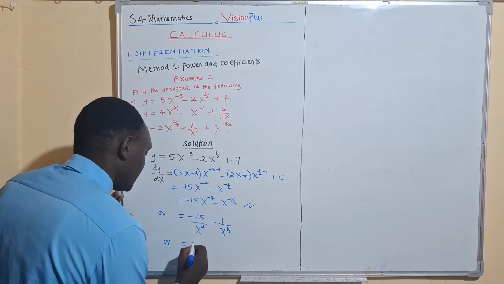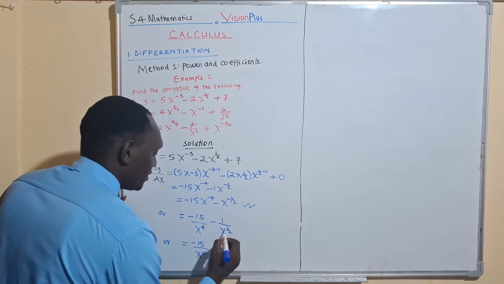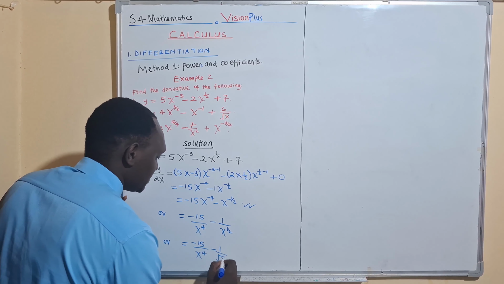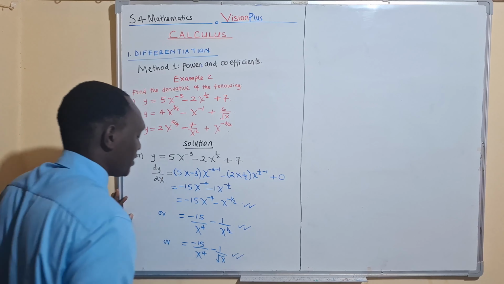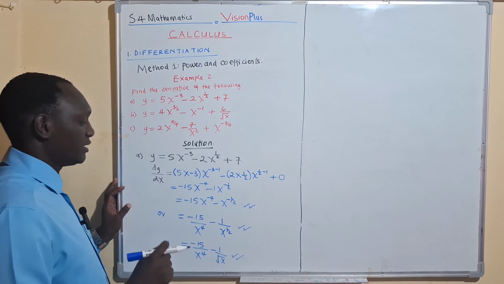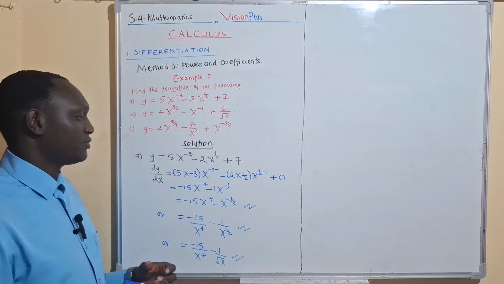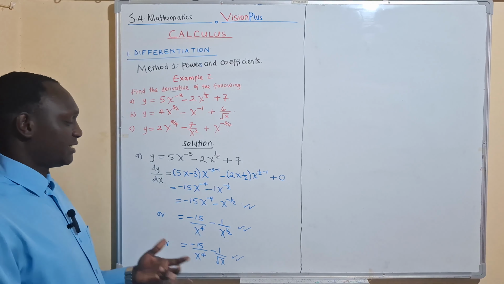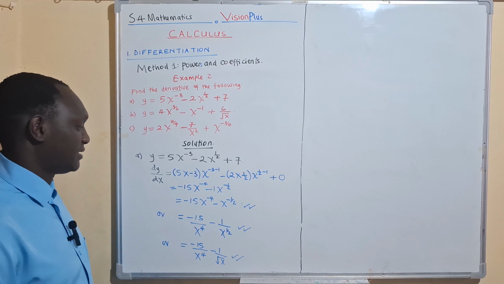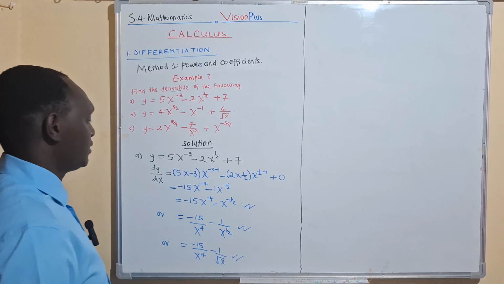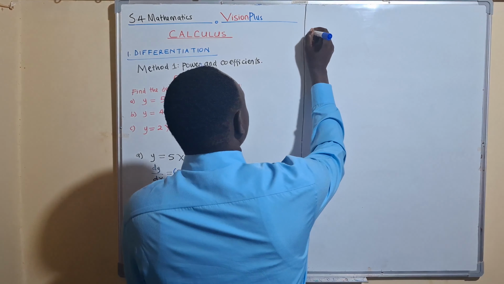Or even somebody could have negative 15 out of x power 4 minus 1 out of x power half, which is the same as root of x. So this answer is also correct. Remember, it is very difficult for us to differentiate when a variable is on the denominator. But in your answer, you can have your variable on the denominator after getting the answer. So either this or that works. That is the solution to part A.